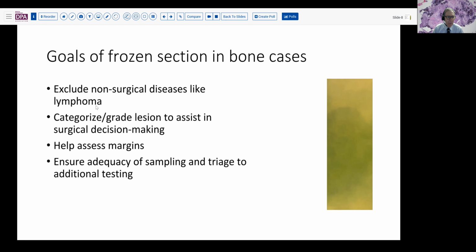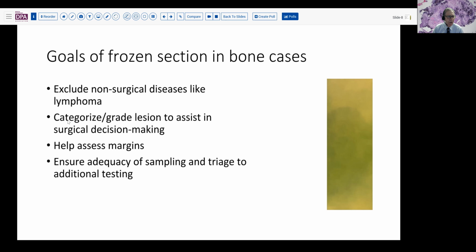First of all, our first goal, of course, is to exclude any cases that might not require further treatment surgically. So lymphoma, for example, is a classic example of a non-surgical orthopedic disease. Now, it may occasionally require a rod or whatever, but that's not for the lesion itself. Secondly, is to sort of categorize the grade of the lesion to assist in surgical decision-making. That's sometimes we're able to do that.